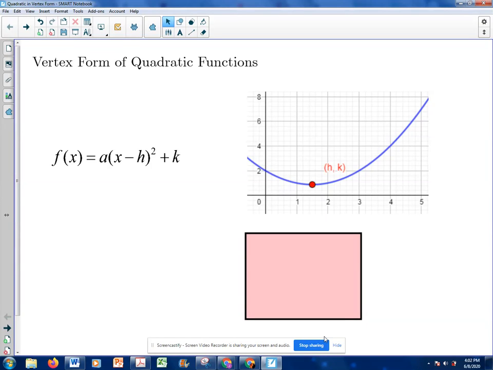Okay, getting to the end of these. Vertex form of quadratic function. I think I talked about this before we left, but I can't remember that far back. This one, okay, we still got our parabolas.